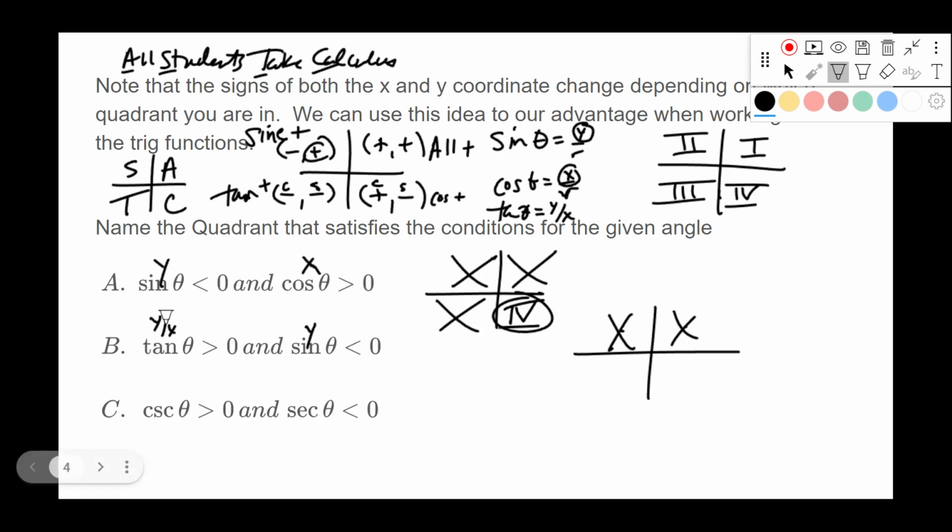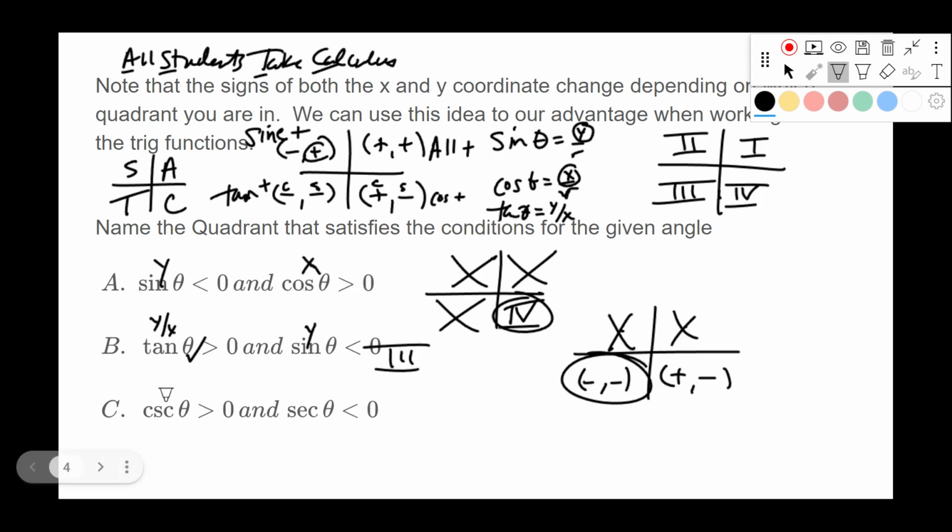Now, if I divide the y by the x, I have to get a positive. In quadrant 3, both of the coordinates are negative. Negative x, negative y. In quadrant 4, the x is positive, the y is negative. So if I do a negative divided by a negative, I get a positive. That's what I want. So then that's the quadrant. I'm in quadrant 3.